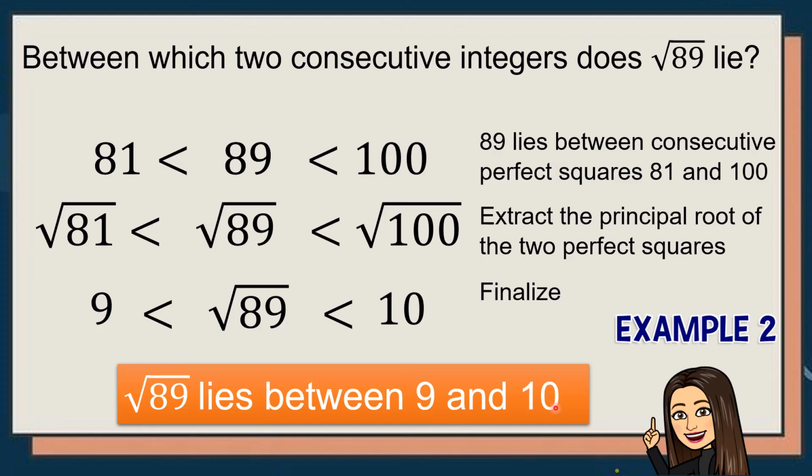That is how we identify between which consecutive integers the given square root lies.